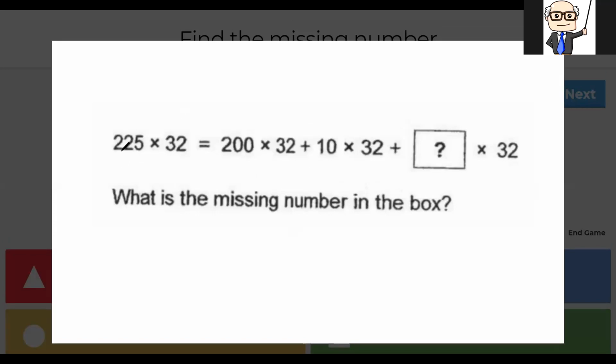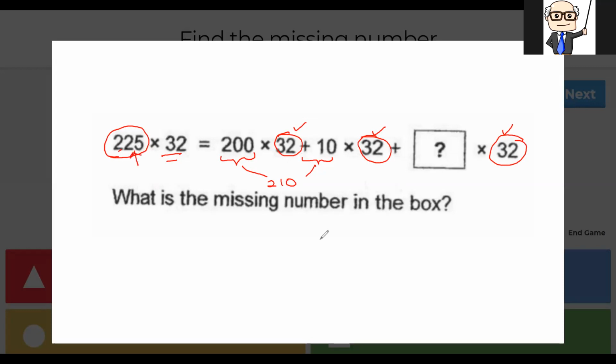I would like to have 225 groups of 32. But now I already have 200. And here I have another 10. Okay, 200 plus 10 is 210. So how many more of the 32 do I need? So you see 32 here, 32 here, 32 here. They are all the same, 32, 32, and 32. So we are trying to find how many groups to make 225 32s.